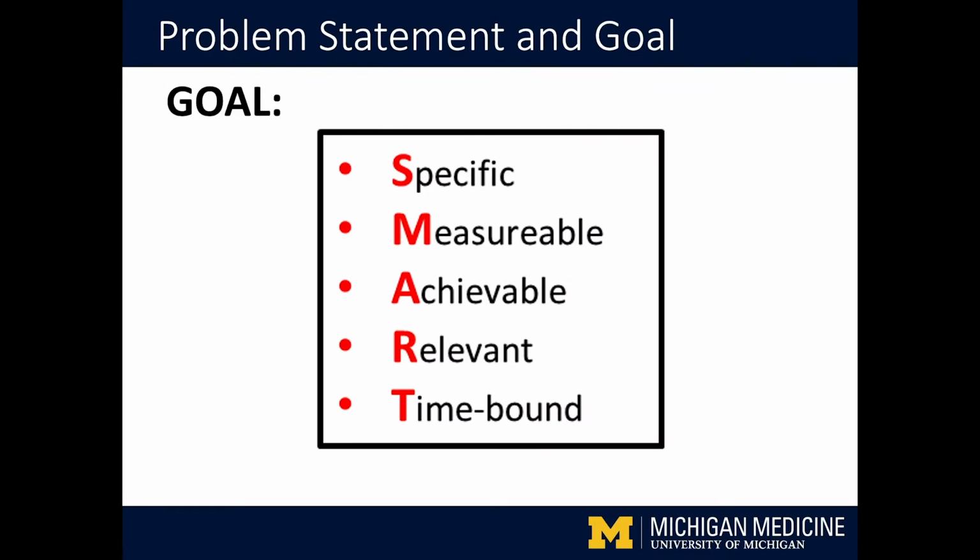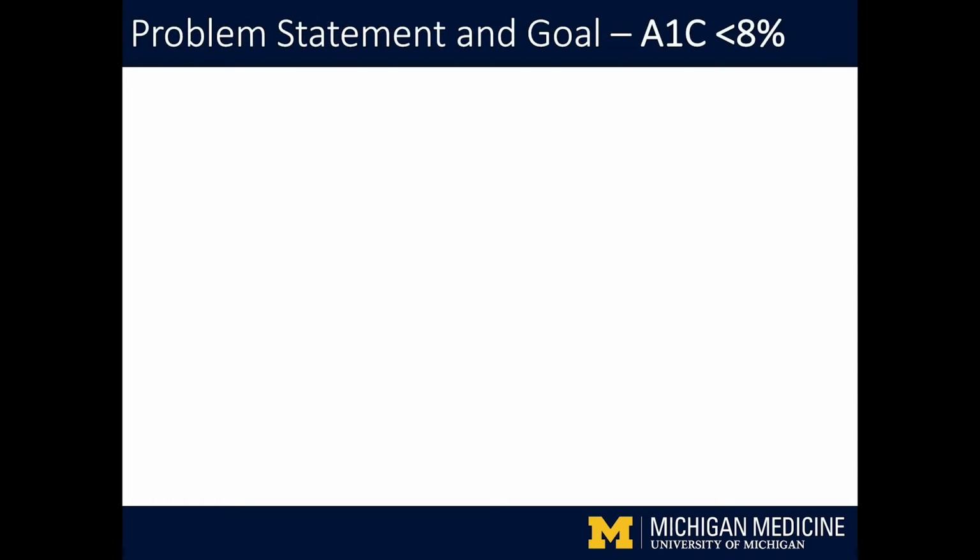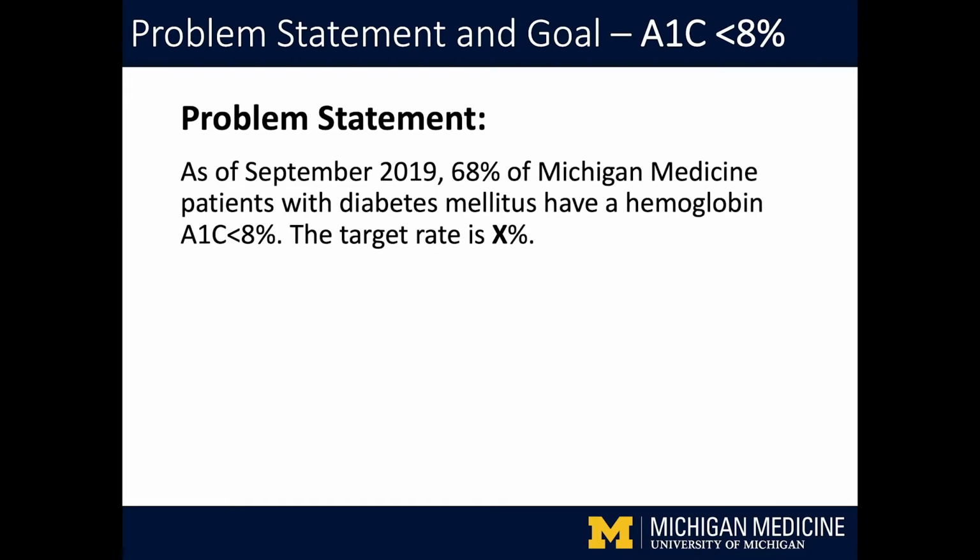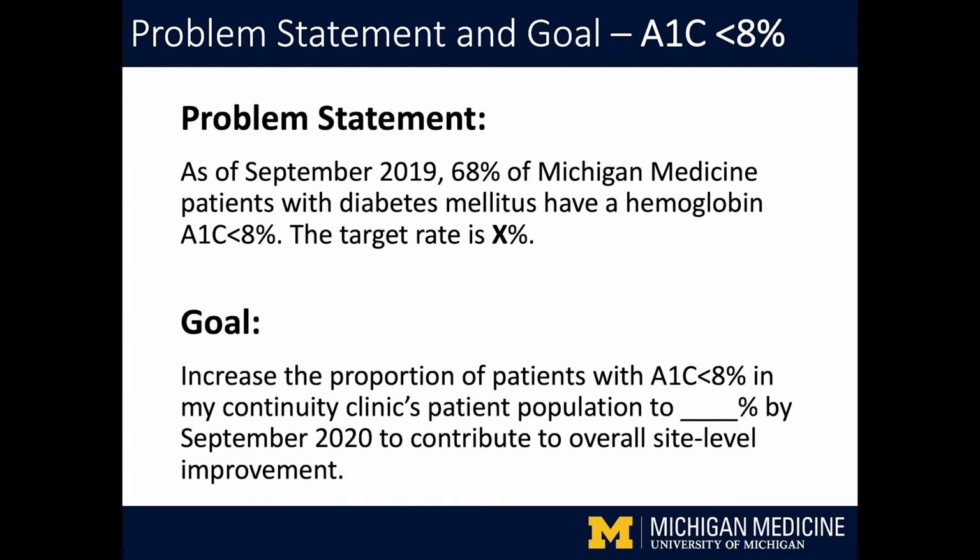Try to set a SMART goal. These are specific, measurable, achievable, relevant, and time-bound. Here is a suggestion for a problem statement and goal for the proportion of diabetes patients with A1Cs below the target of 8%. These reflect the target for Michigan Medicine patients at the institution level. For a problem as complex as diabetes, where it can take a long time to see the effects of any given intervention, it may also help to describe a narrower aspect of the problem, such as at the clinic or individual level. This allows for incremental improvements that can be more readily tracked.